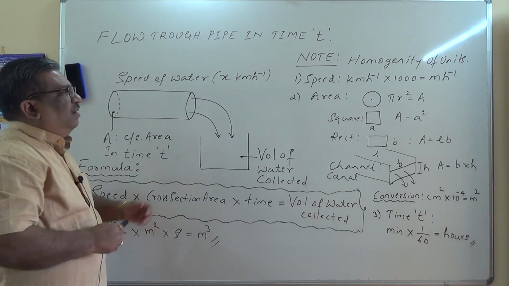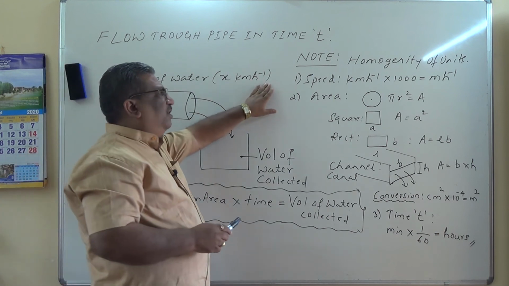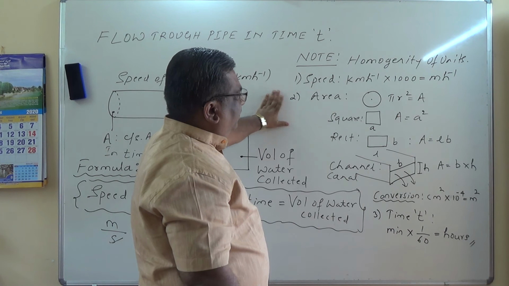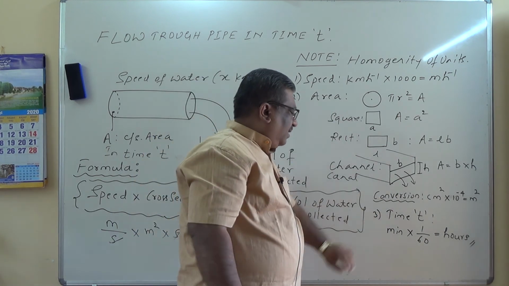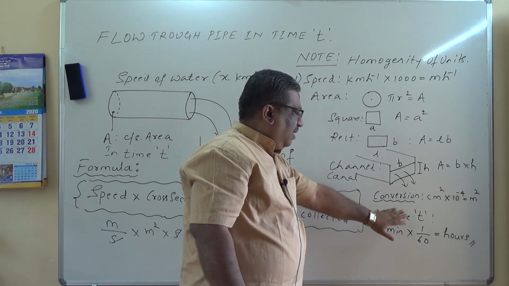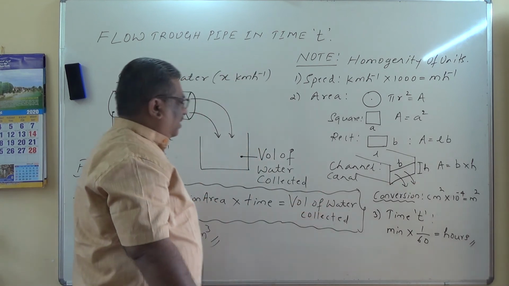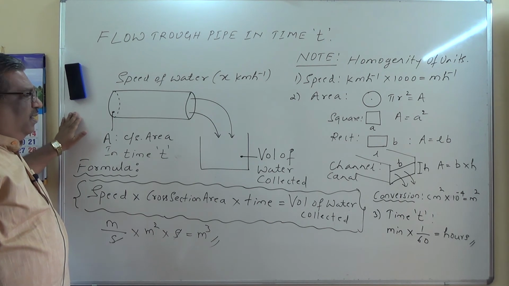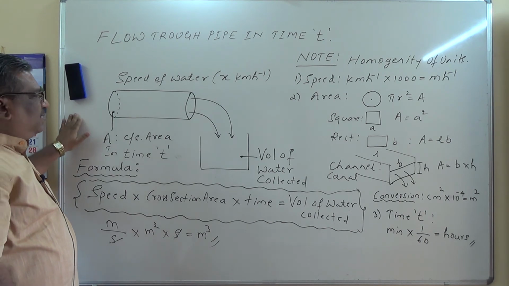So note, homogeneity of units should be maintained. For speed, area and time, you should know the conversion factors and how to convert them. This is one particular part. You have to note this down very clearly, and you can expect one question from this.